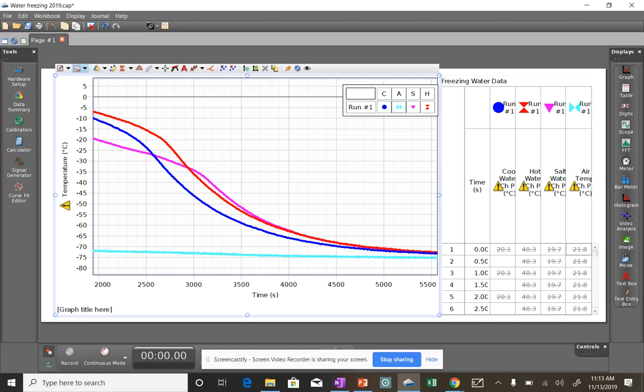So you have this data on Moodle. Make sure you download it. You all have Capstone already on your computers from our trampoline lab, so you can open it in Capstone and analyze the data. Any questions about the data from lab yesterday?